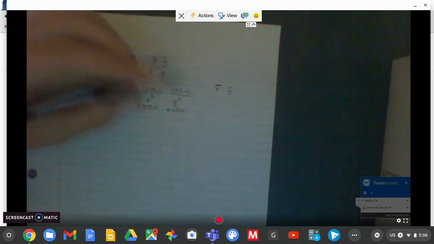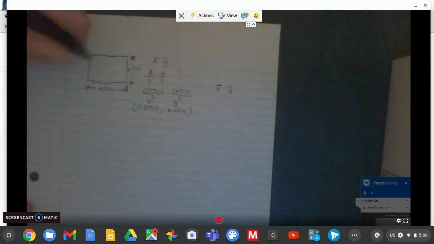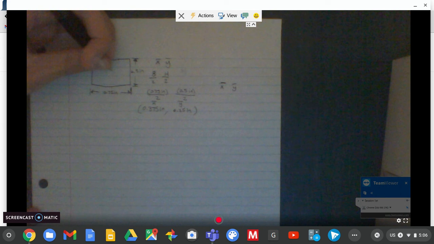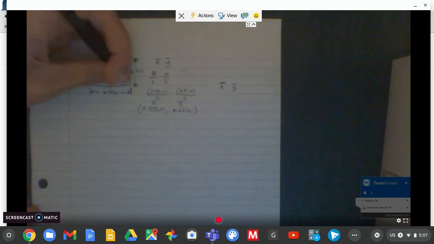By the way, that line we put over the x and y, that's just what we do for this situation. Don't be confused by that. So these are the coordinates. We know the centroid's always going to be in the center, so we can already draw the centroid. It doesn't have to be to scale unless you're on a graph. There is no graph for this one, so it's okay if it's a little bit off. So for the x, we said that was 0.375 inches, and for the y, it was 0.25 inches.